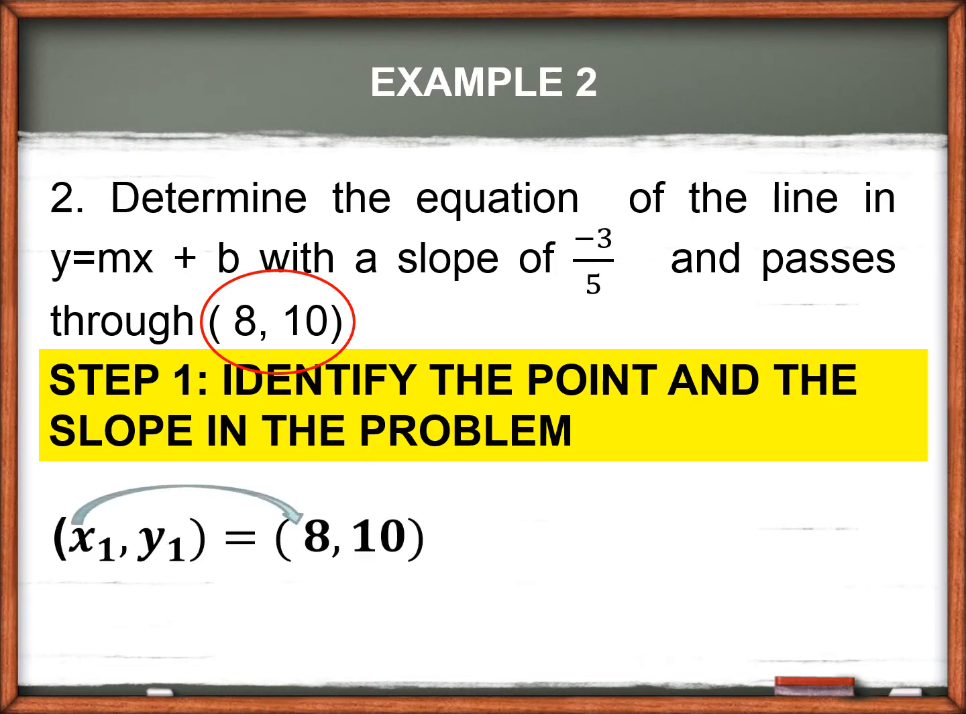Our x sub 1 is 8. Our y sub 1 is 10. The given slope in the problem is negative 3 over 5. This will be denoted by the symbol m. And that will become m equals negative 3 over 5.